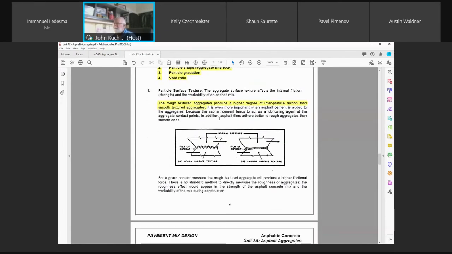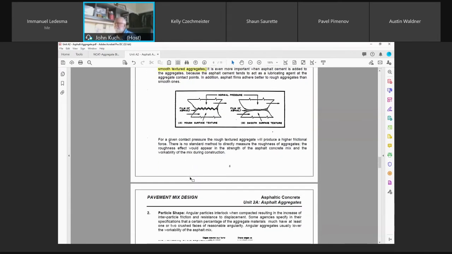Okay? It is even more important when asphalt cement is added to the aggregates, because the asphalt cement tends to act as a lubricating agent at the aggregate contact points. It tells you kind of how it works here. Here you're going to have more surface area, right? We know we have more surface area on a crushed aggregate than we do on a smooth aggregate because we have the peaks and valleys that all take into your surface area.